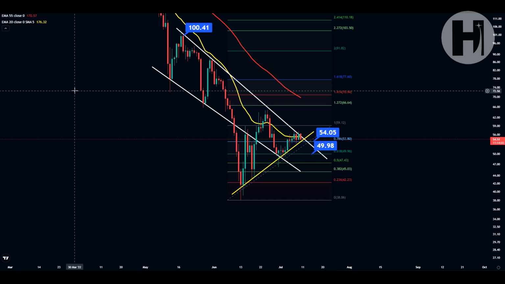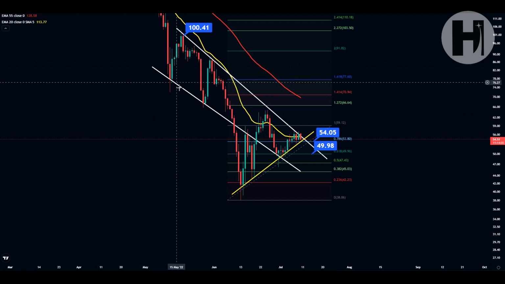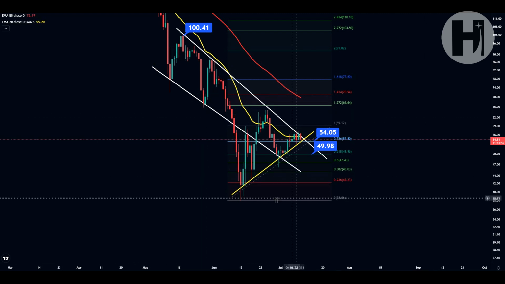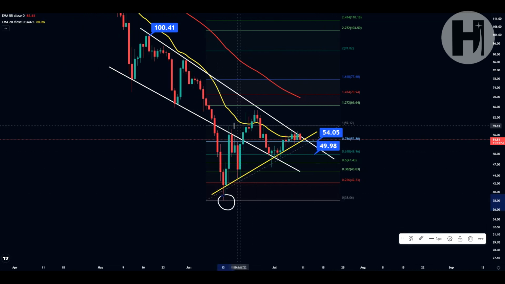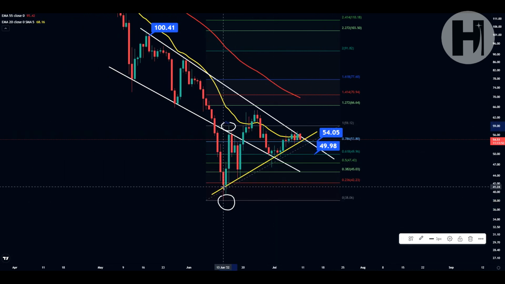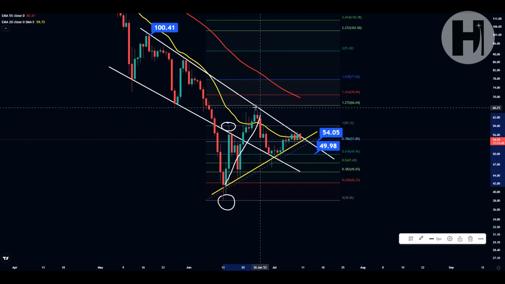Now, jumping into the daily chart. So this chart is from Binance on TradingView. As you can see, we have a Fibonacci retracement set up over here, with this being the swing low and this being the swing high. So we created an impulsive move here.